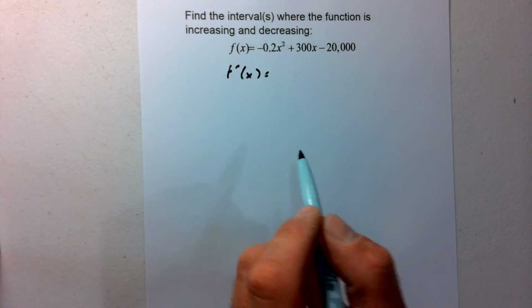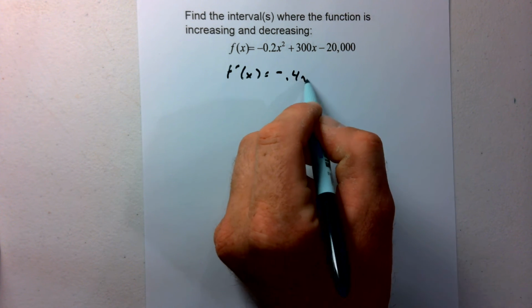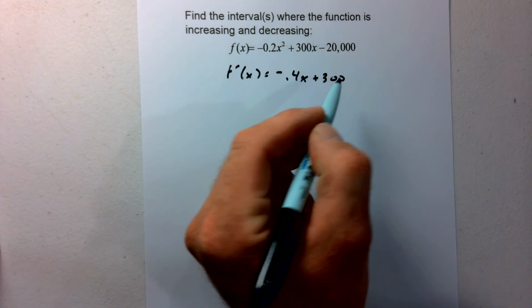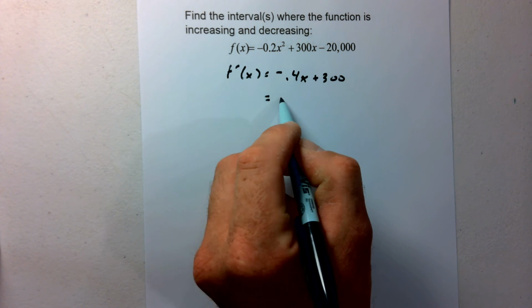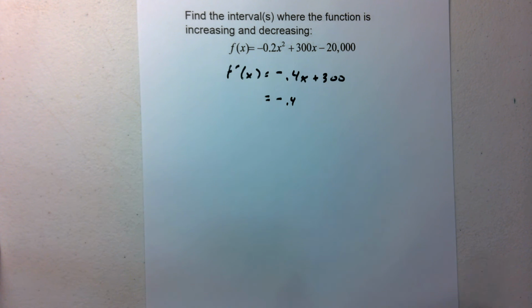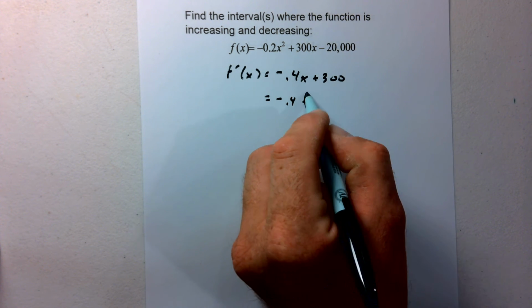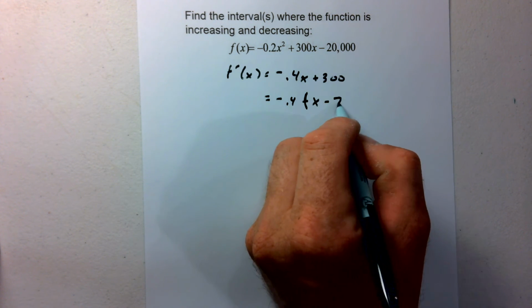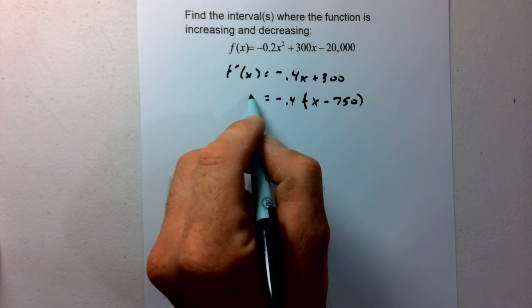So again, I'm going to find my first derivative. My first derivative is going to be -4/10 x plus 300. You might want to have a calculator out there if you're going to go ahead and divide these out, probably. So if I want to go ahead and factor out a -4 tenths, if I take 300 and divide it by -4/10, I get, in my parentheses there, x minus 750. I'm going to set that equal to 0.